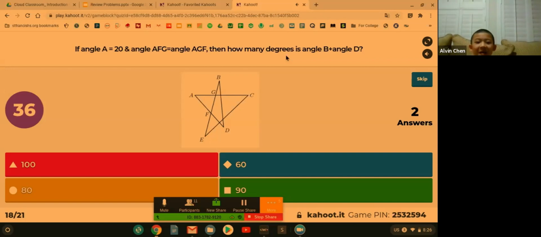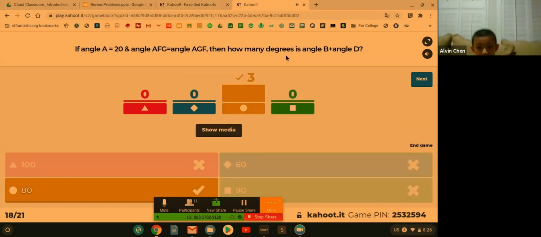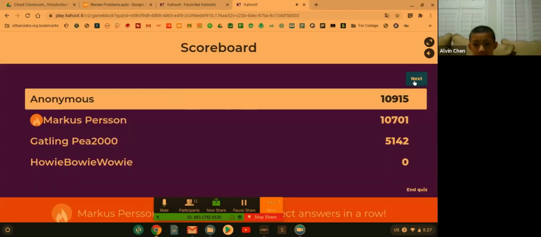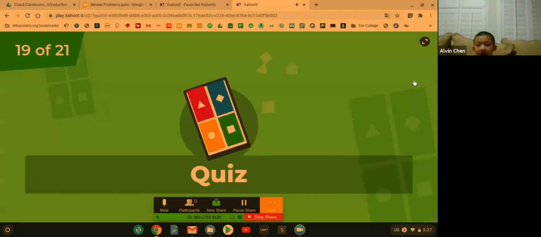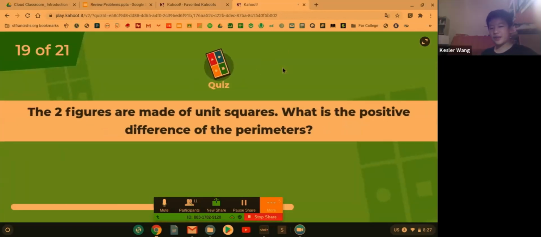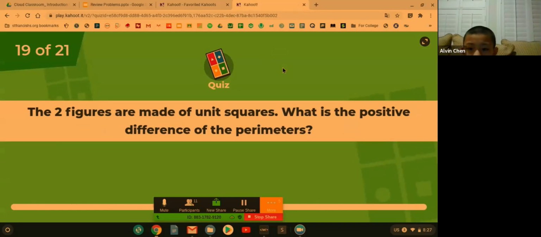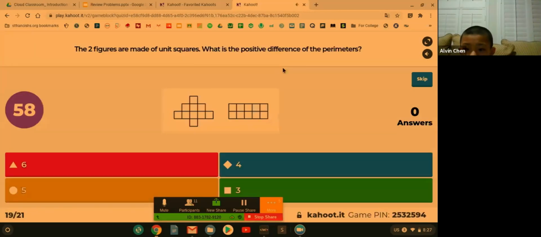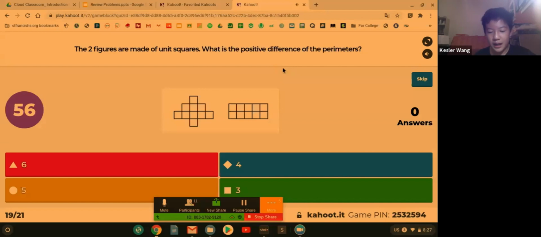You may skip the problem. I think I'm waiting for, all right. Come on, anonymous. The two figures are made of squares. What is the positive difference between the perimeters?